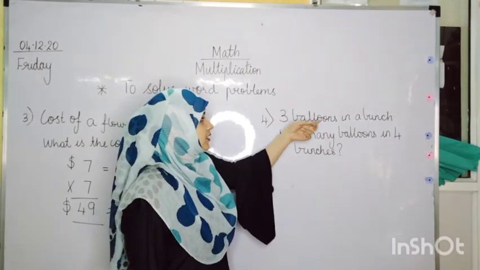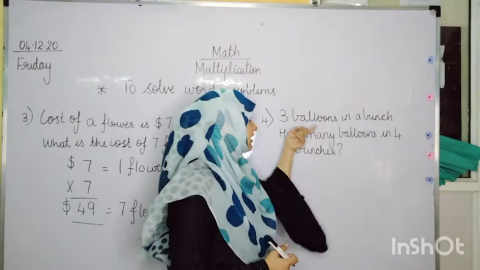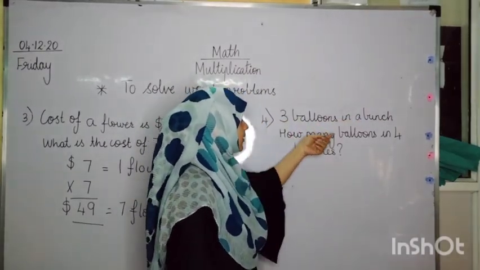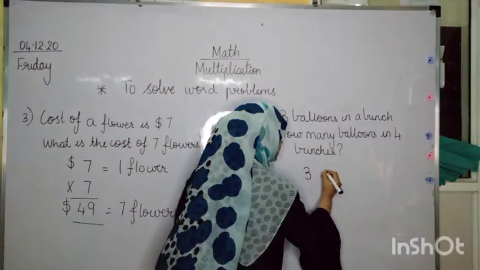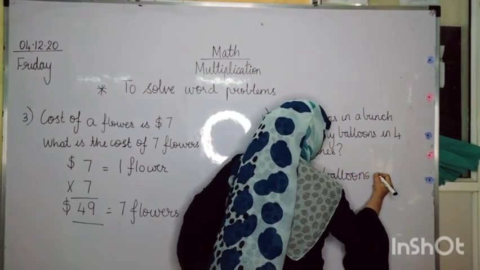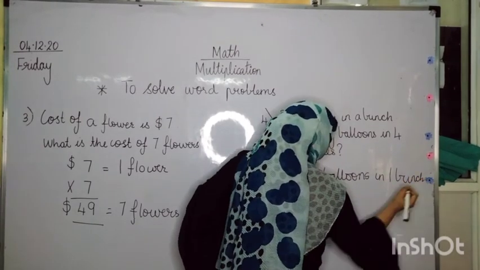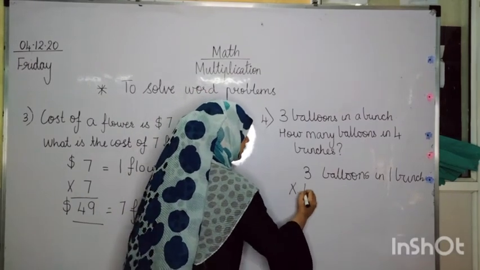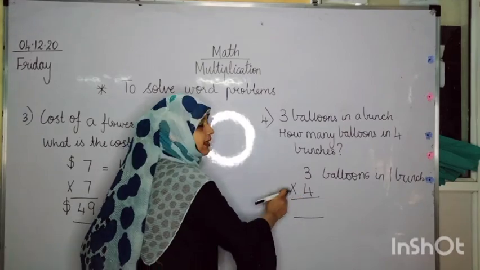It says 3 balloons in a bunch. There are bunches of balloons. So in one bunch there are 3 balloons and we have to find out how many balloons in 4 bunches. So we will write 3 balloons in one bunch. We have to find out how many balloons in 4 bunches. So we will multiply 3 by 4.